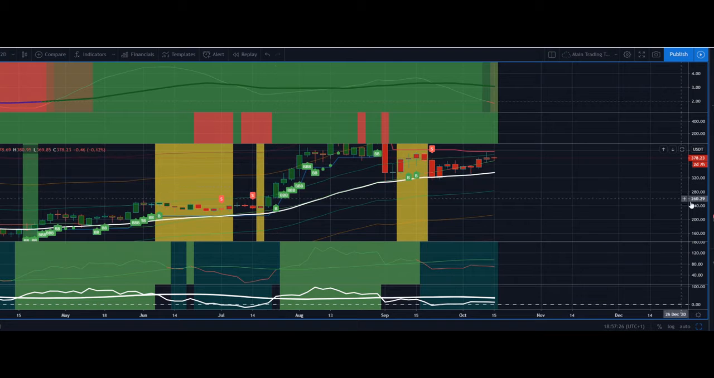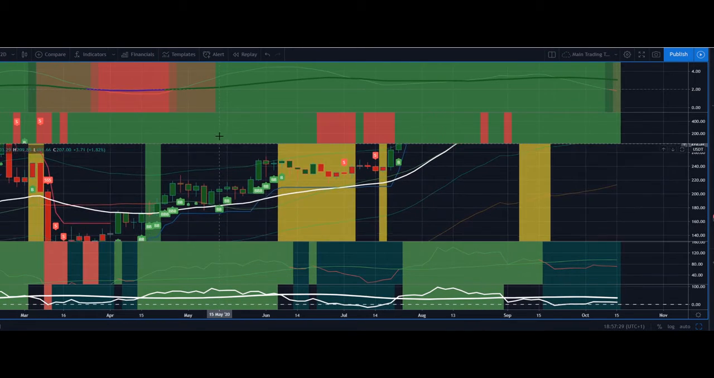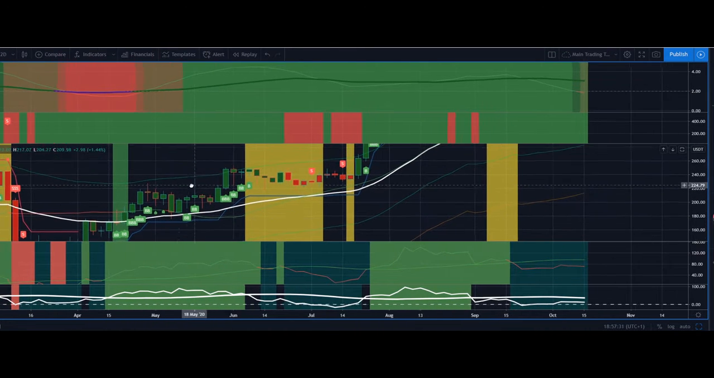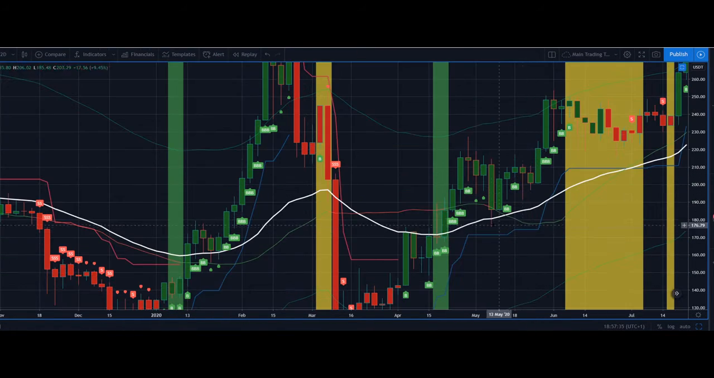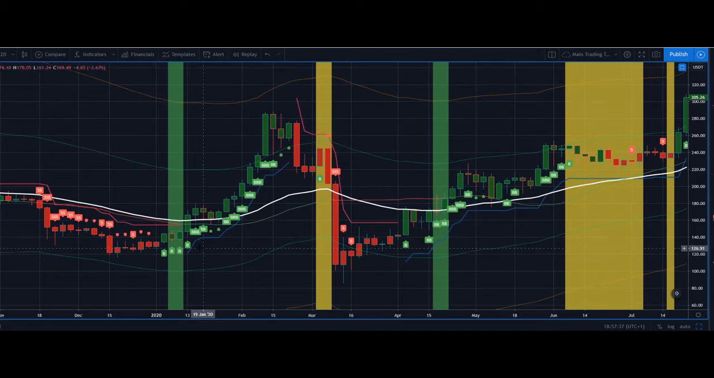On the 3-day, you can see that the green candles really have resulted mostly in some strong moves up. So you can see that there. Let's just look at some examples. You know, this one, for example, this one.